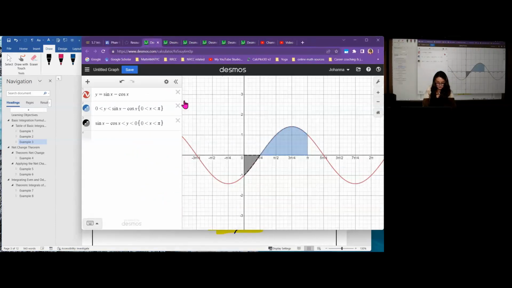When we look at the graph, you can see the function sine of x minus cosine of x graphed here in red. The region between 0 and pi, I've shaded the area between the curve and the x-axis. Notice there is some area that's below, and there's area that's above. The net area is 2 square units. The blue shaded area must be more than 2, because after subtracting the gray shaded area, we end up at 2.